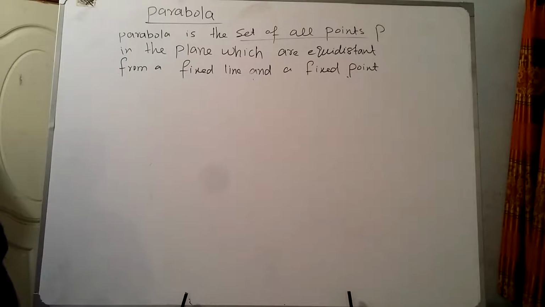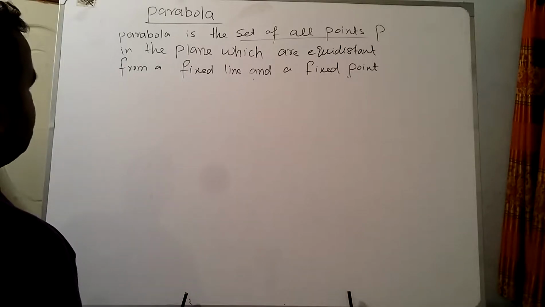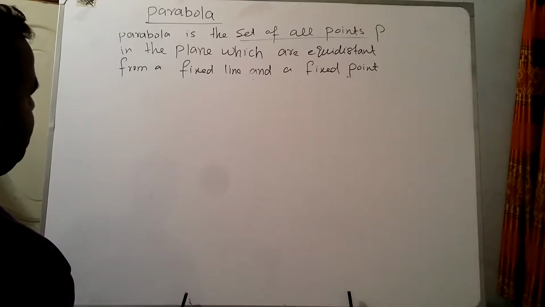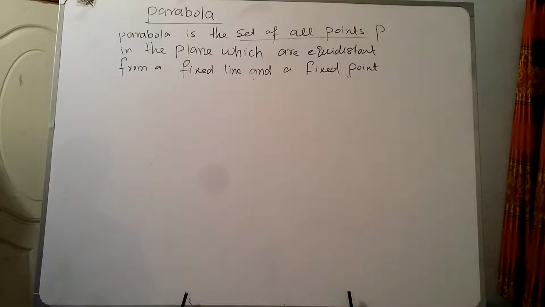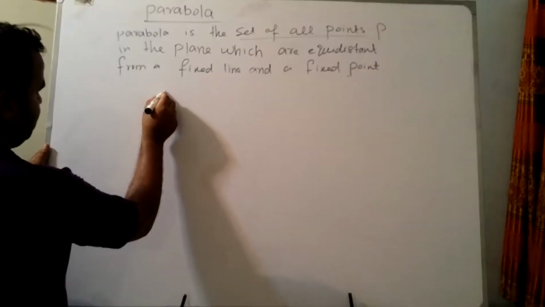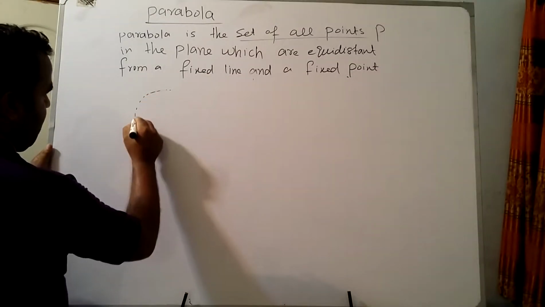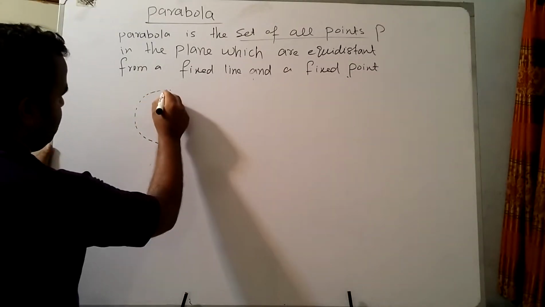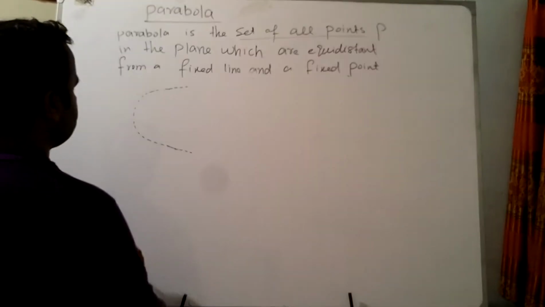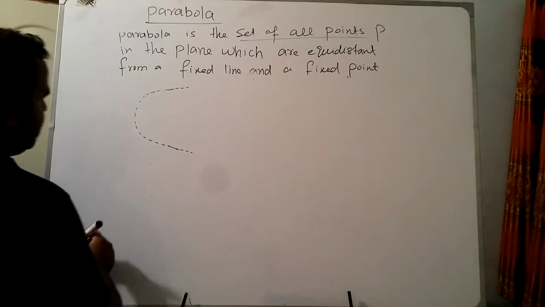Definition of parabola. A parabola is the set of all points P in the plane which are equidistant from a fixed line and a fixed point. A parabola is a set of points.